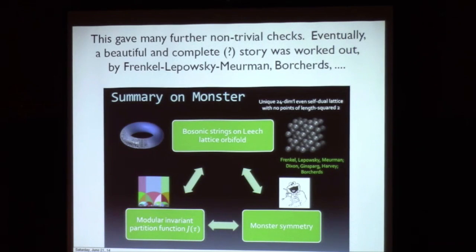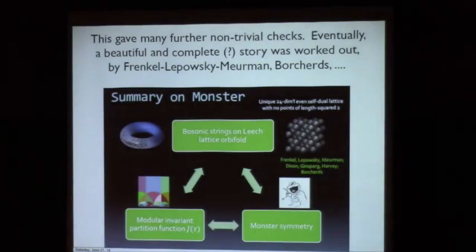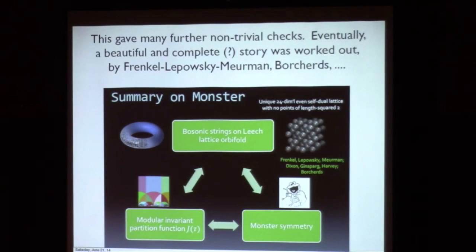So this was an explanation of monstrous moonshine. The reason that J is related to the dims of reps of the monster is that there's a monster symmetry, and J is the partition function of the theory with monster symmetry. Okay, so that story is beautiful. You will not read about it in Polchinski's book. You will not read about it in Green, Schwarz, and Witten. The reason you will not read about it is because since about 1986, nobody has cared too much about the bosonic string in 24 dimensions.